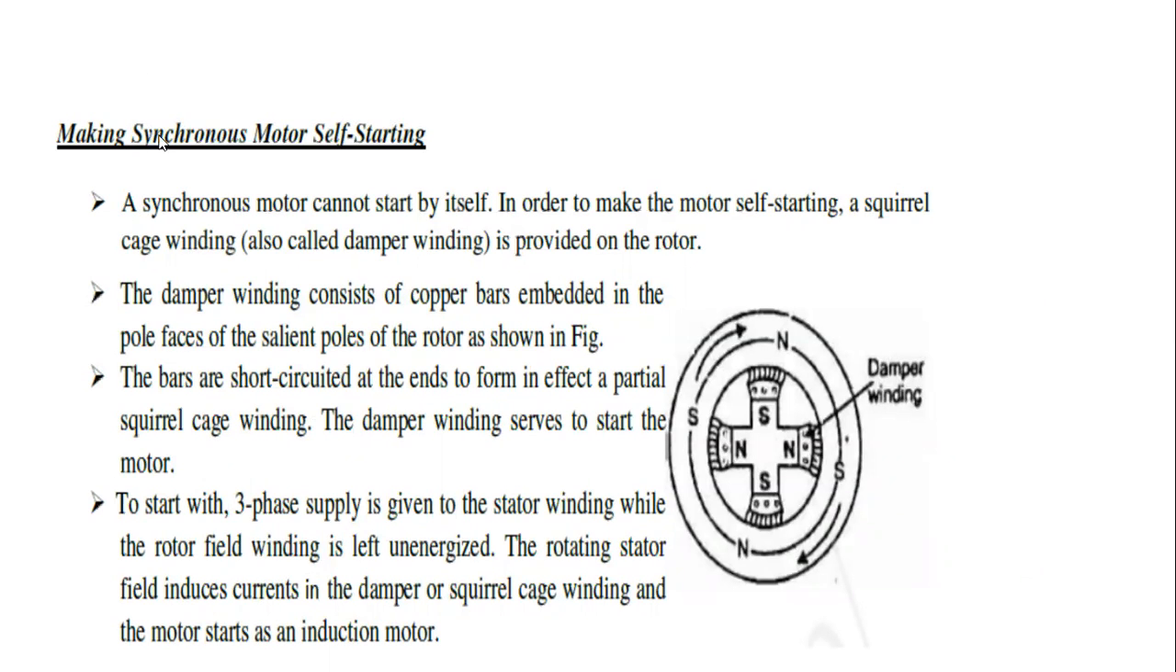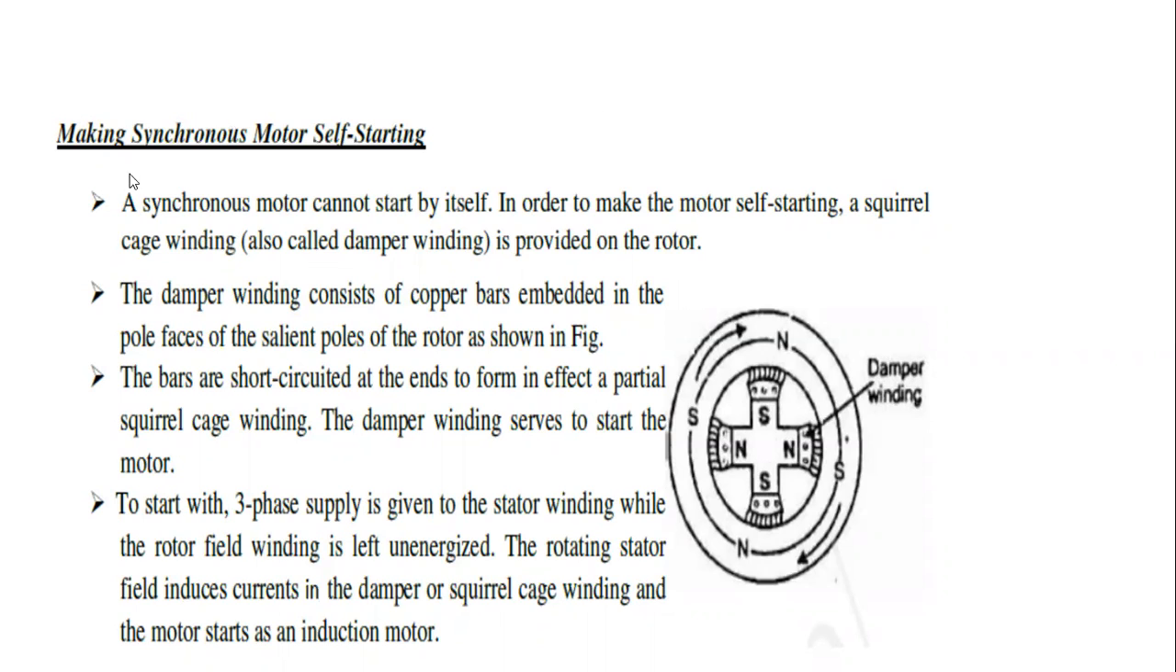Next, coming to making the synchronous motor self-starting. Normally the synchronous motor is not self-starting. It is started by using either an extra DC source or a DC motor, or an induction motor, or the damper windings. After giving excitation to that motor, it operates at synchronous speed.